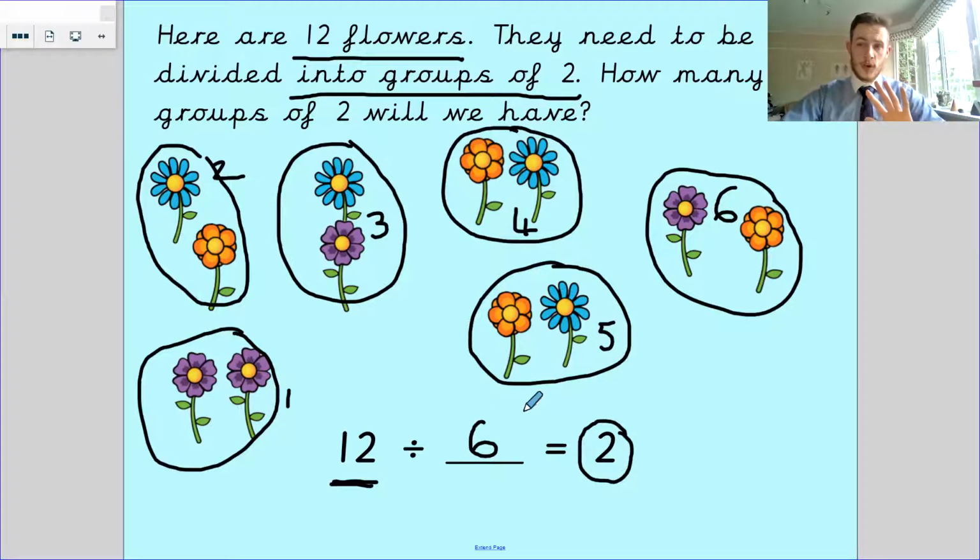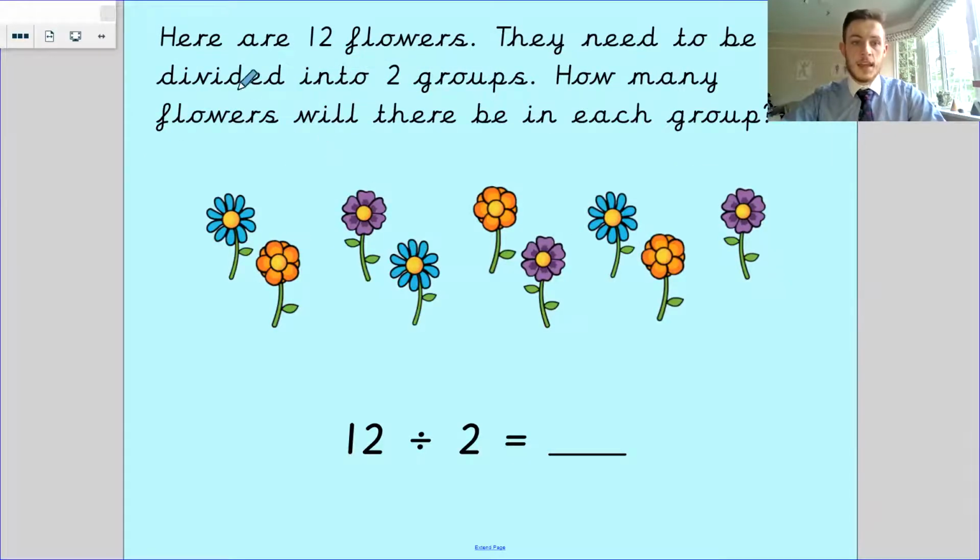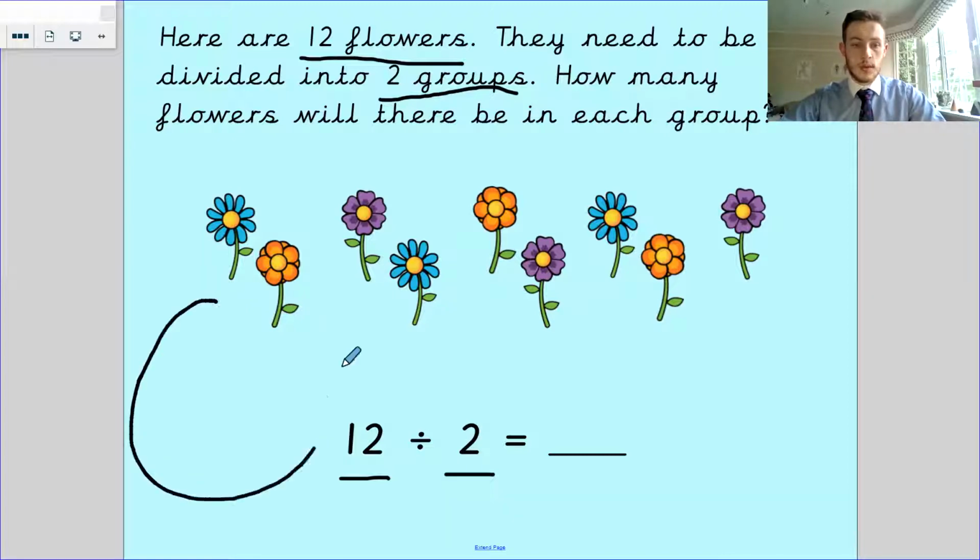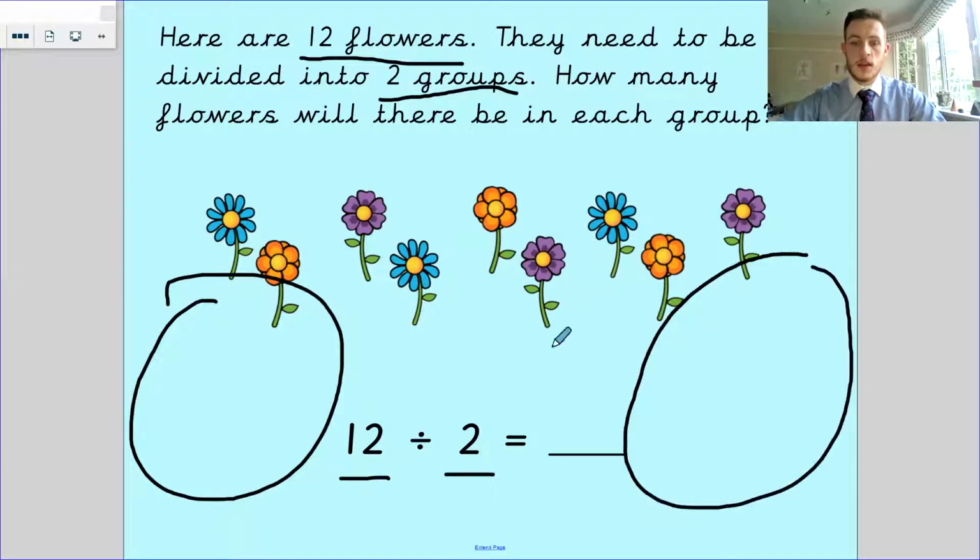We're now going to look at that question again, but instead of grouping, we're going to share. So let's do that. It says, here are 12 flowers. That's my starting number. Done. They need to be divided into 2 groups. So I need to make 1 group here and another group here. I then need to find out how many will there be in each group. That's the information it's asking me to get.